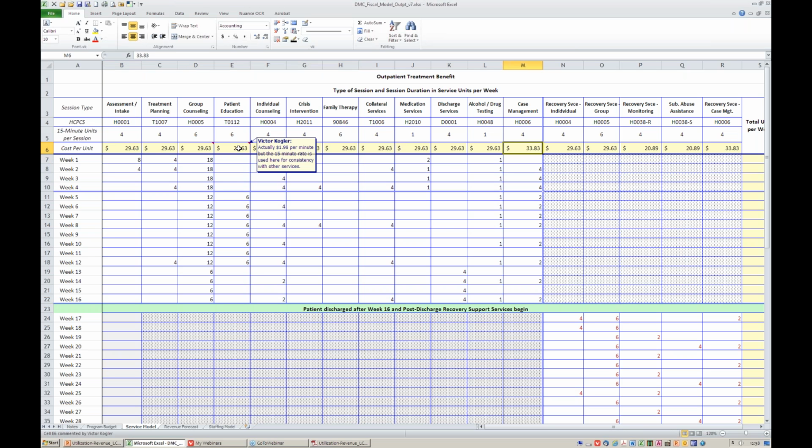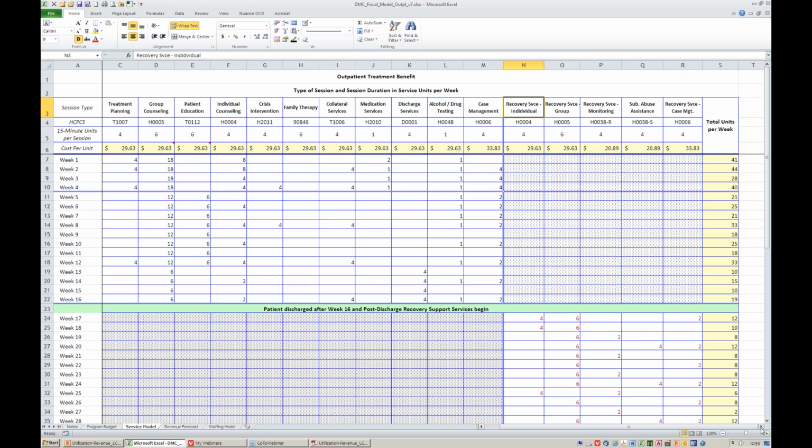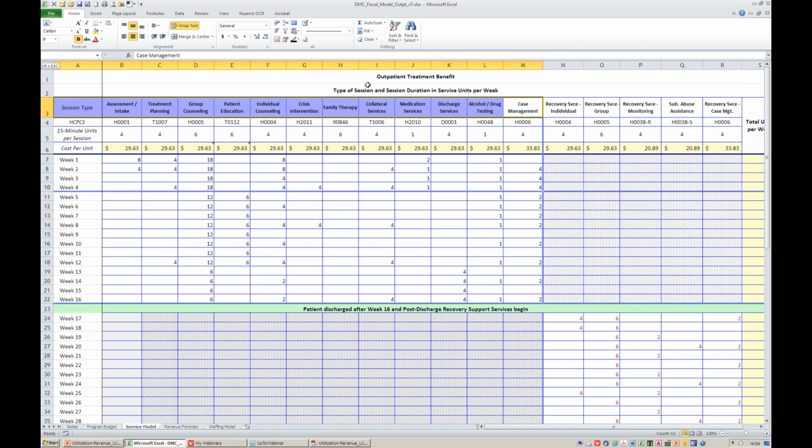So anyway, that little comment explains my rationale. This is also divided, and I like to get people's feedback as they work with this. So the regular treatment services here, and then we've got the recovery support services.